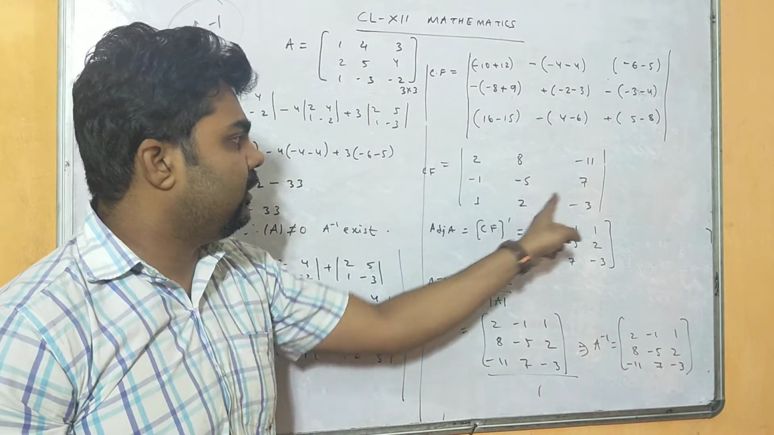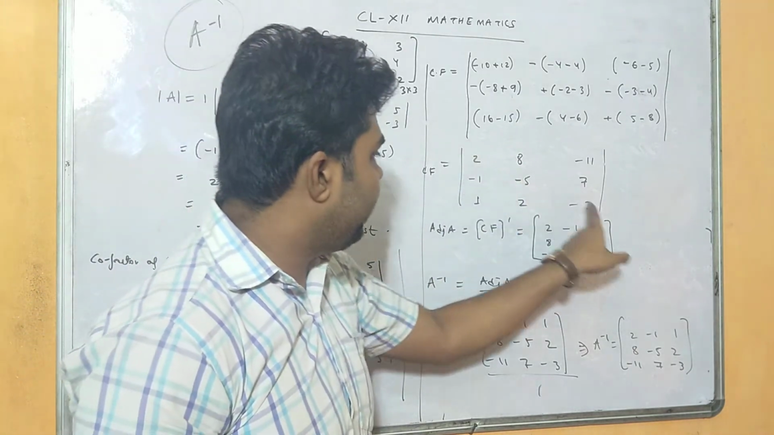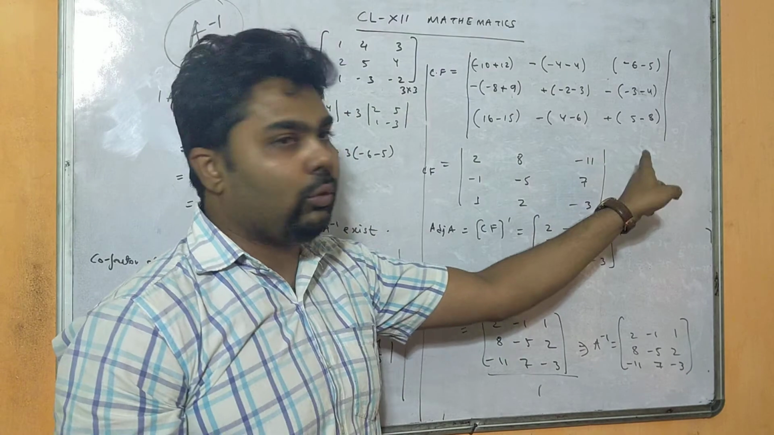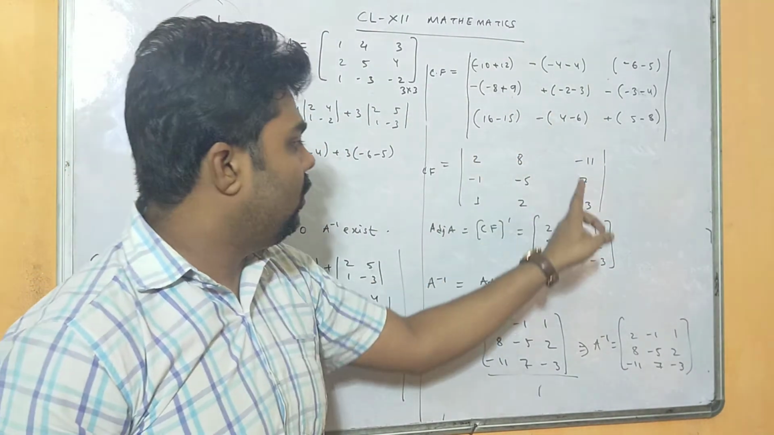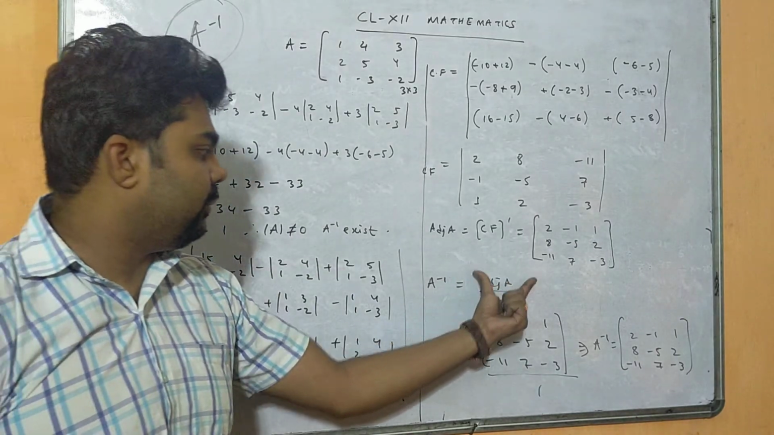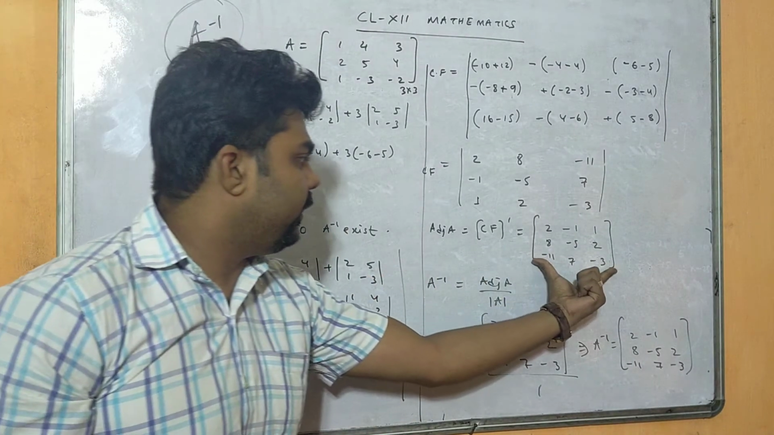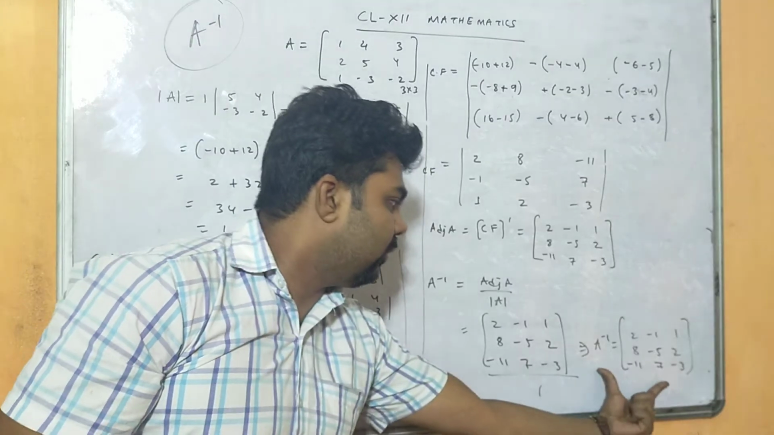This is the cofactor. And when you transpose this cofactor, we will get adjoint A. So diagonal elements remain the same. So row will change to column and column will change to row. So adjoint A is this one. Now A inverse, we know, is adjoint A by det A. So det A, how much did you get here? 1. That means adjoint A divided by 1. So this is our required answer.